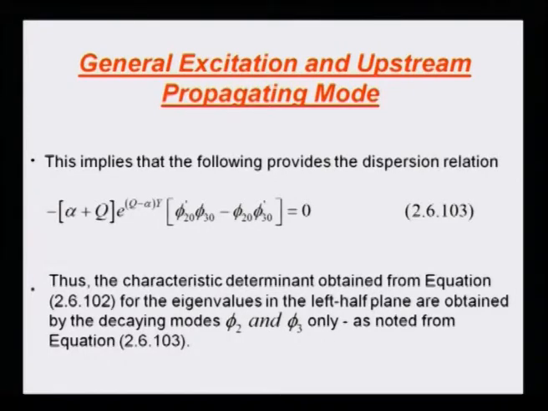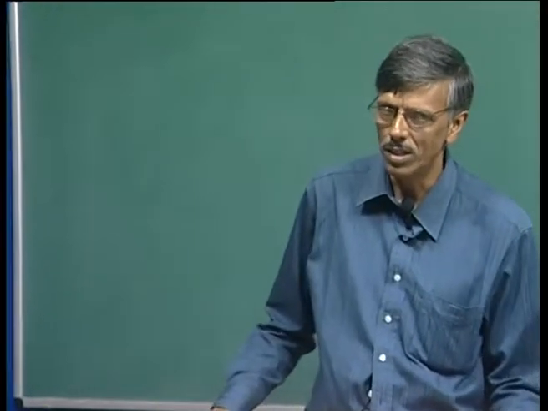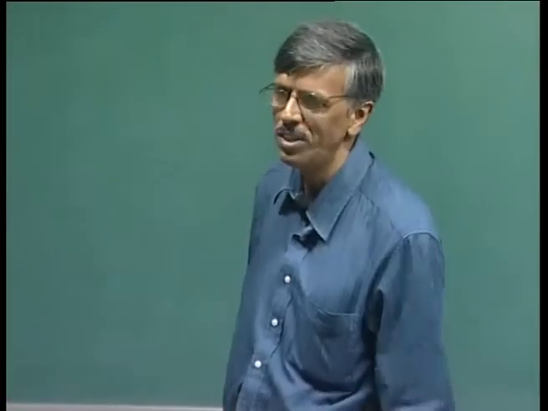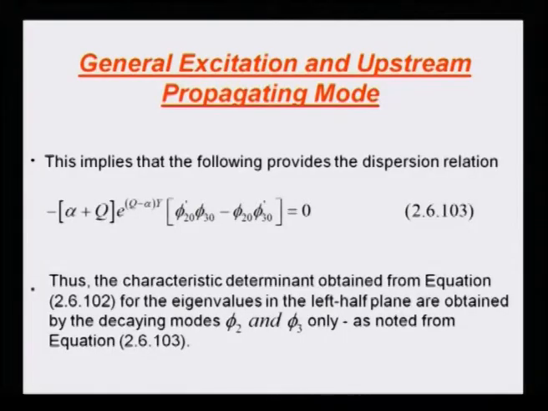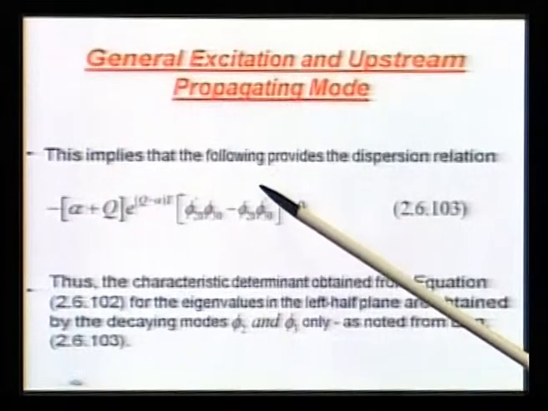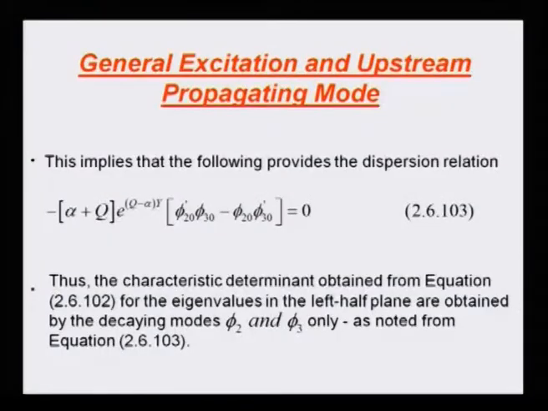So, basically we have learned a very interesting lesson, that even when we are looking for the mode in the left half plane, all we need to do is look at the same characteristic determinant, the same dispersion relation composed of the decaying modes alone. And I told you a story that we figured it out in the late 80s, and we were really not very sure how to interpret it, but today we can interpret it. You know what we are doing.